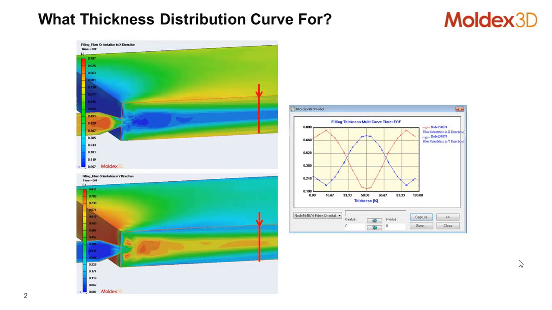Okay, so what is the thickness distribution curve for? For some results, for example, the fiber orientation result, we not only want to see the result on the surface, we also want to see inside the surface, that is the cross-section of the part. Although we can tell the value difference or the tendency of the distribution along the thickness direction by different colors, it is more convenient to have an XY plot to see the tendency and the value more instantly and conveniently.